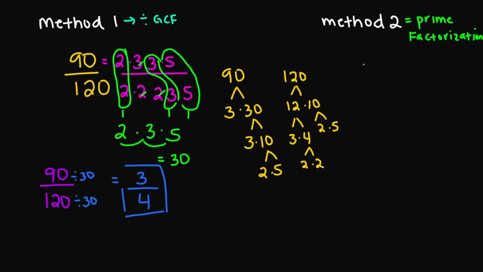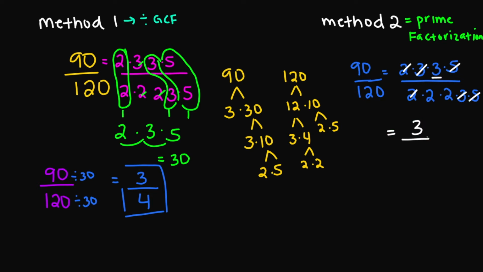Let's try method 2, 90 over 120. So if I go ahead and cancel out my common shared factors, I'm going to cancel out my 2. I'm also going to cancel out the 3's. And I'm also going to cancel out the 5. So my numerator, I am only left with a 3. And then my denominator, we have 2 2's here. So 2 times 2, that's going to equal 4. So if you do method 2, you're still going to get 3 over 4.